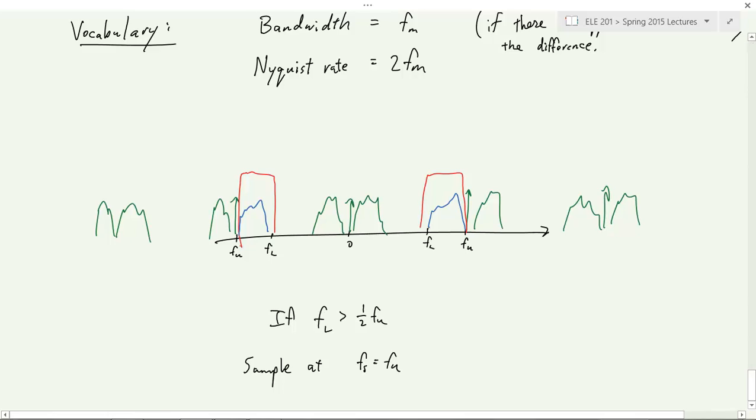Okay, so you have a problem set where you do this very thing. We give you certain bands. You come up with the lowest sample rate that works. You just need to draw it out and figure out what's the lowest sample rate that avoids aliasing. And remember that the reconstruction now is different. It's not sinc interpolation that works.